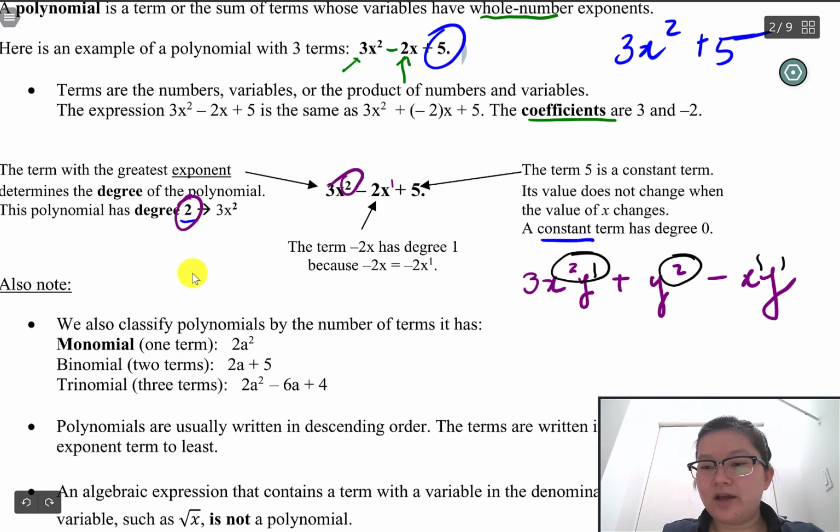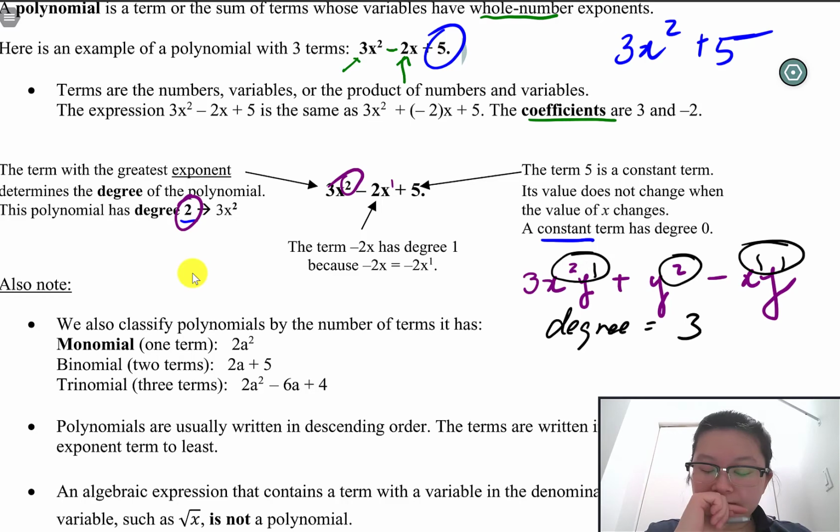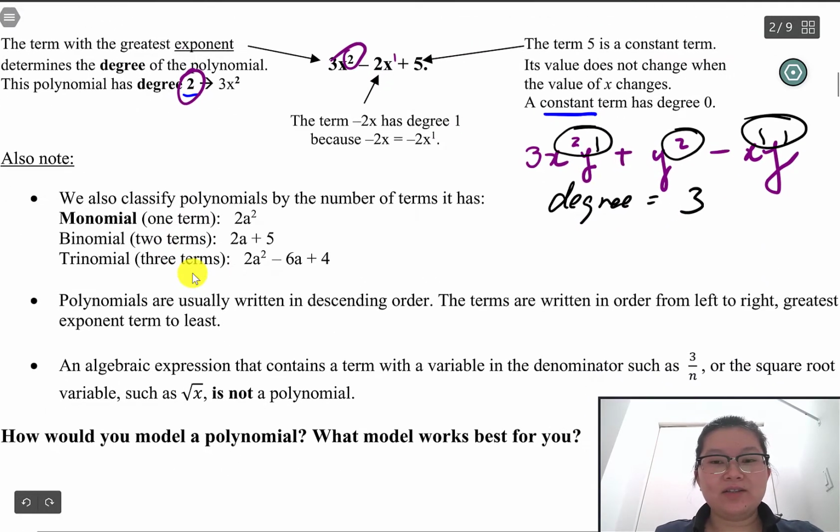This is 2, and this is also 2, which means the degree here is actually going to be 3, because we have to add up all of the individual exponents of all the different variables in that particular term. Okay, so that's something we have to be careful of. That's degree. What is something else we want to take note of?